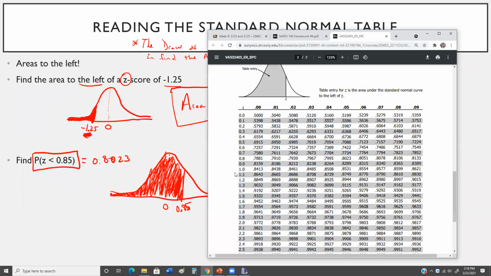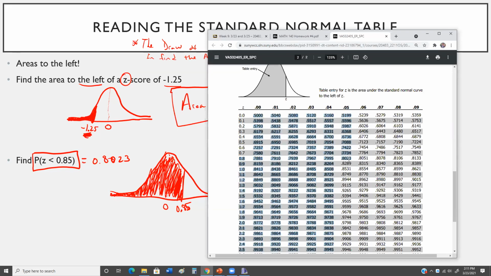So you go to the first 2 digits first. So 0.8 are the first 2 digits. And then the last digit is a 5. So you look up at the top here and there's the 0.05 because the last digit's a 5. And then you just look where they intersect, right? So 0.8, 0.05, 0.8023. And that's the answer. And I'm sorry for cutting you off.